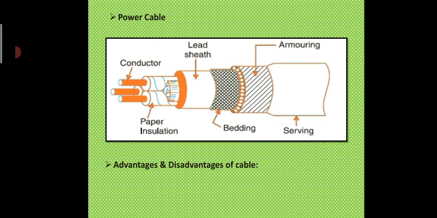Bedding is used to protect the sheath from mechanical damage. Tape of jute is wound over the sheath. Armoring is used to protect the cable from mechanical damage. For this, two layers of steel tapes or two layers of galvanized steel wire are wound over the bedding. And a serving layer of jute is provided over the armoring, which is called serving.